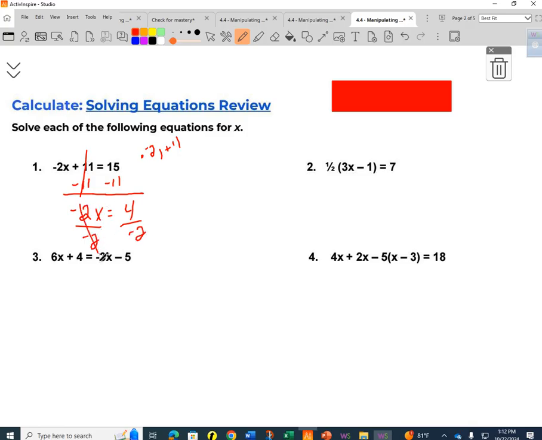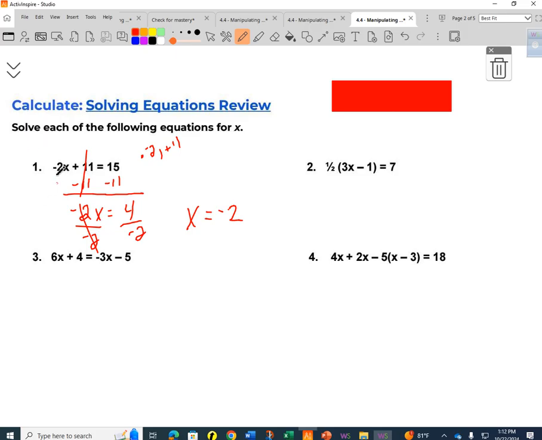So negative 2 divided by negative 2 is 1x, or x. 4 divided by negative 2 is negative 2. So negative 2 is the solution, because if I replace x with negative 2, my equation will be a true statement. The left side will be equal to the right side.